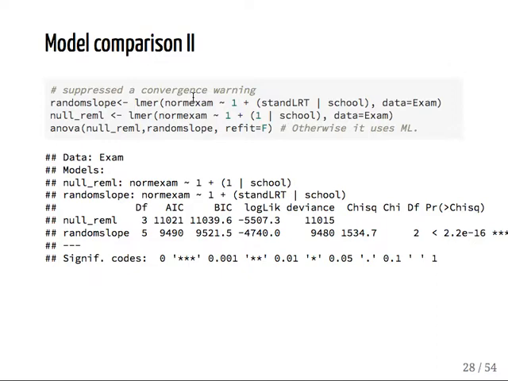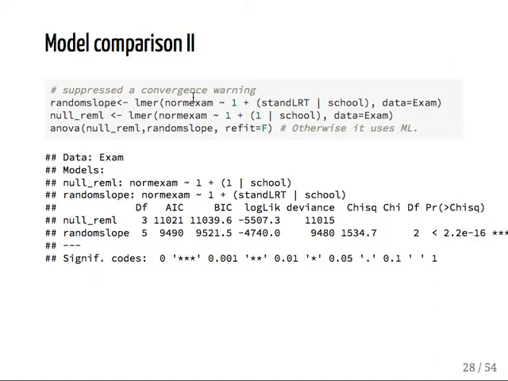So ANOVA knows it needs to do maximum likelihood, and so it will always change it back to maximum likelihood unless you say refit is false. Yeah. So then we can see if this model does better than the other model, and you can see this is a better fitting model.